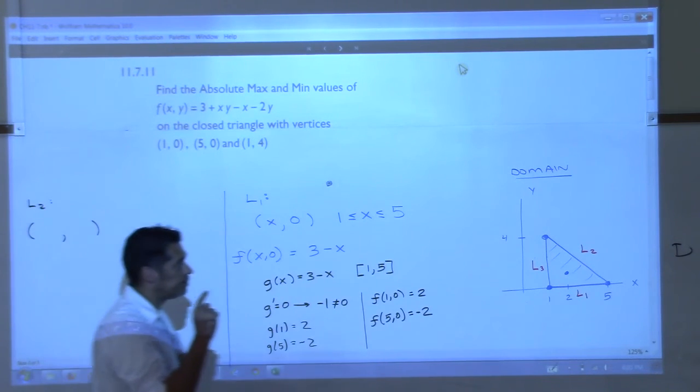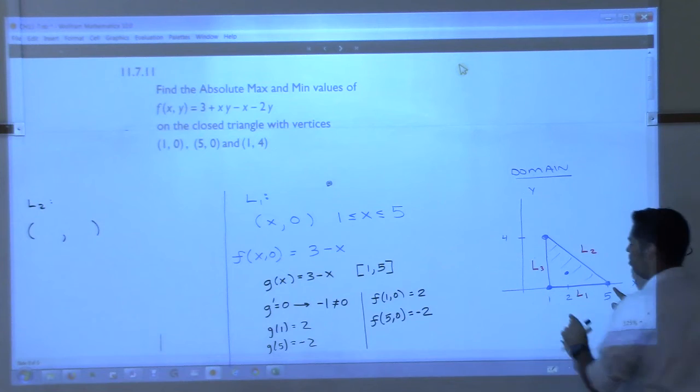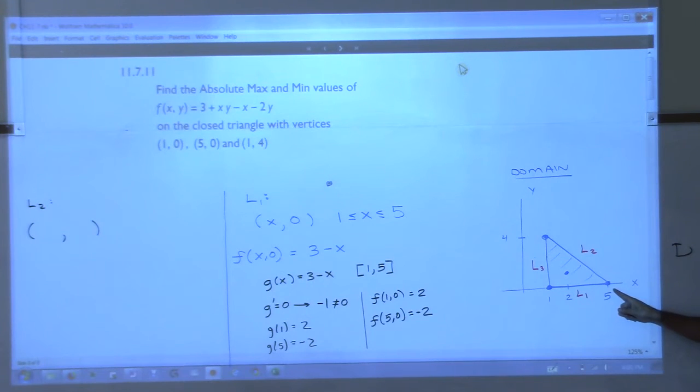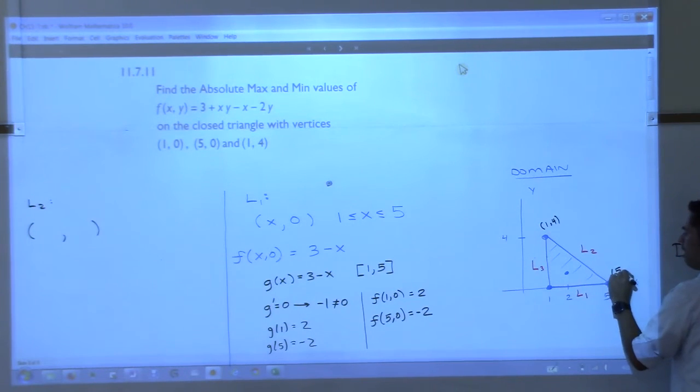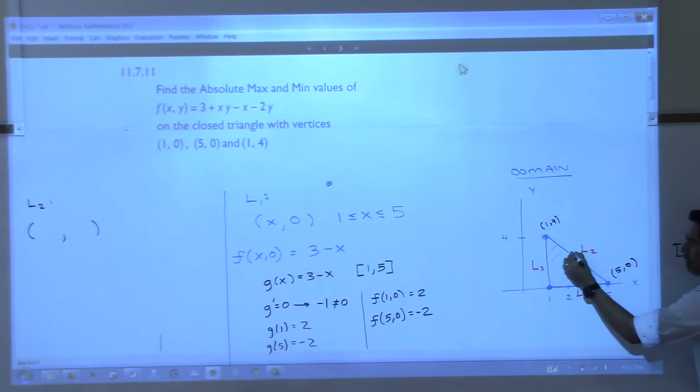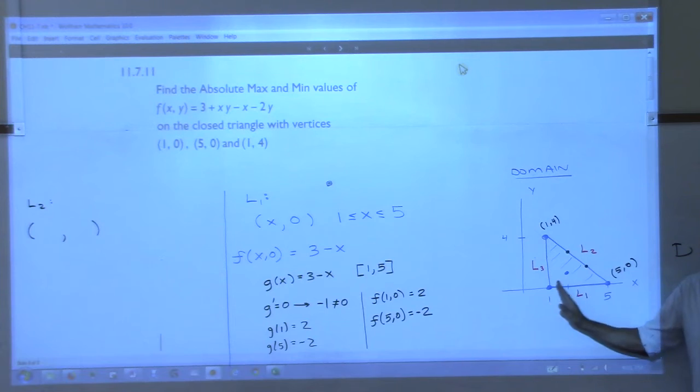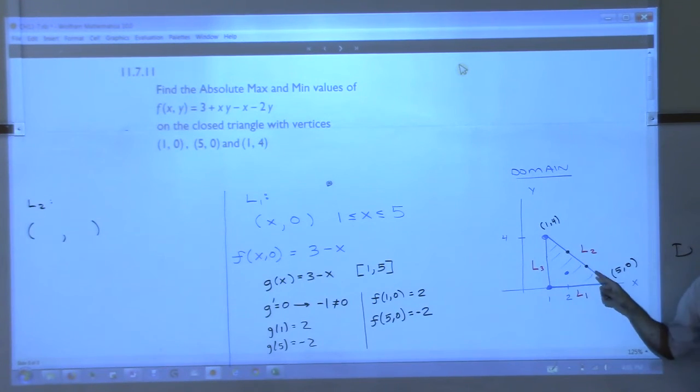Pardon? 1, 4, 5, 0. I'm not following you. Oh, okay. So this is the point 1, 4. This is the point 5, 0, right? Yes. But if I pick a point off of this line segment, what do they all look like? We said along L1, all the y coordinates were 0, and x just floated back and forth between 1 and 5. But if I pick an arbitrary point on L2, what does it look like?